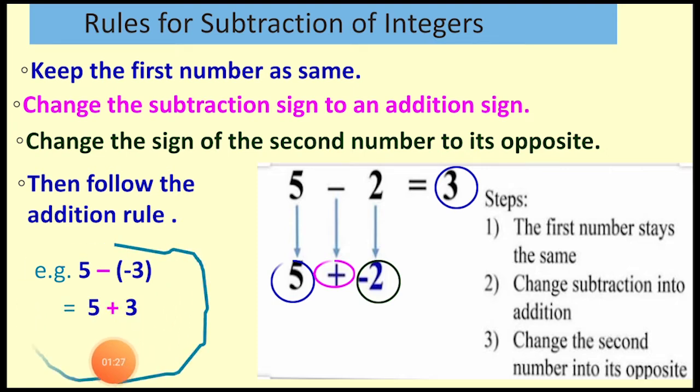As per the rule, we'll keep the first number as it is, and then we'll change the subtraction sign to an addition sign. Then as per the third step, we change the sign of the second number to its opposite. So it was a negative number, we have made it positive. Later on we follow the rule for addition of integers. So here it will be 5 plus 3, which will give us 8.